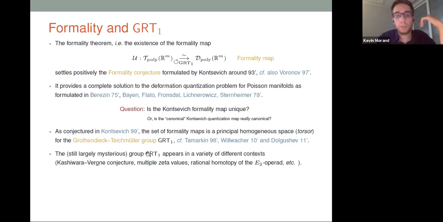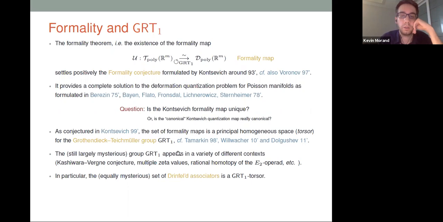So this group is still a somewhat mysterious group, which appears in a variety of different contexts, in different areas of mathematics. In particular, it also acts on another set, the so-called set of Drinfeld associators, which has also been introduced by Drinfeld. So we have somehow two GRT1 torsors, Drinfeld associators on the one hand and formality maps on the other hand. In fact, there is a bijection between the two. So the Tamarkin construction to construct a formality map takes as input a Drinfeld associator.